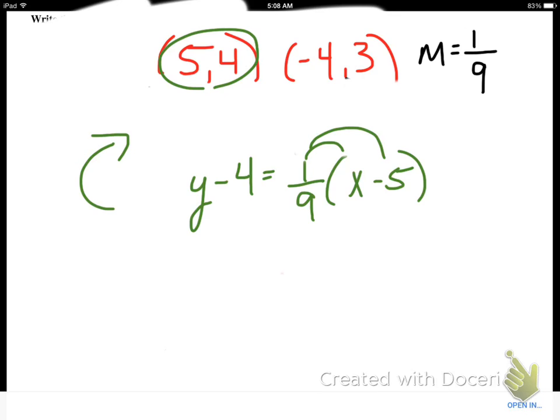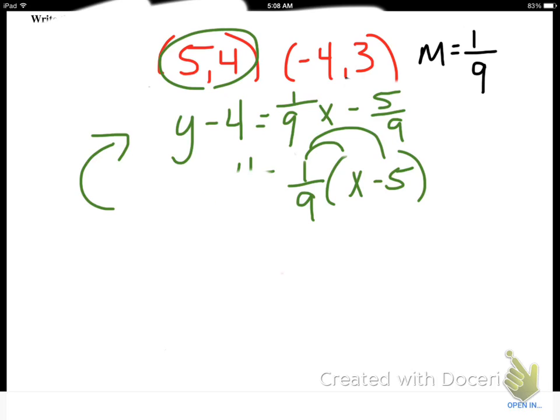I'm going to actually show my process up high so I can erase this step when I'm done. So I'm going to say y minus 4. This feels so weird, doesn't it? 1/9 times x is 1/9 x. 1/9 times a negative 5 is a negative 5/9. As simple as that. That's how you multiply fractions, numerator to numerator, denominator to denominator.